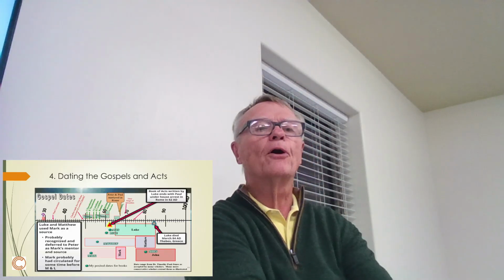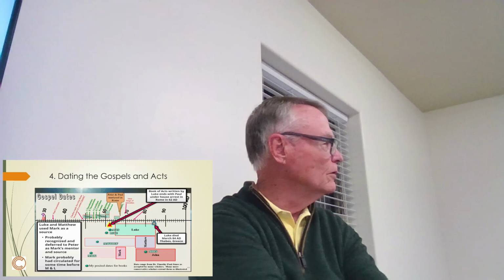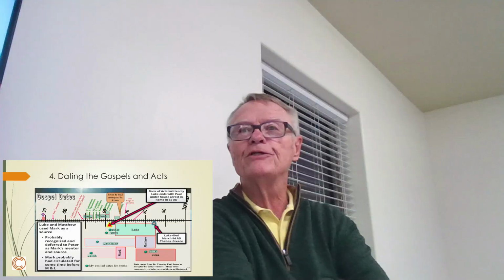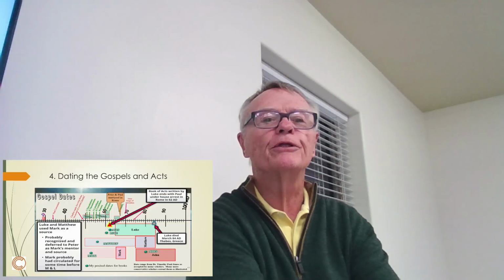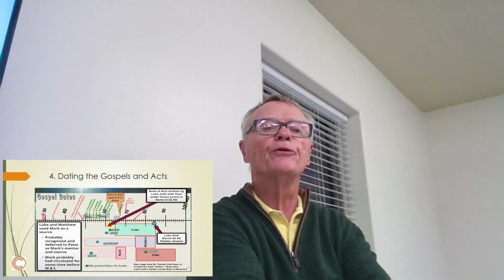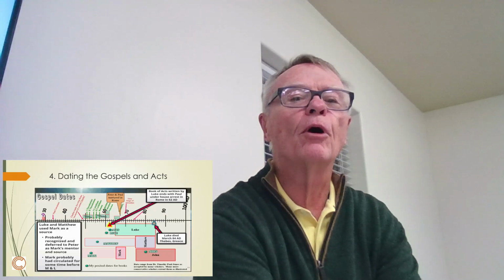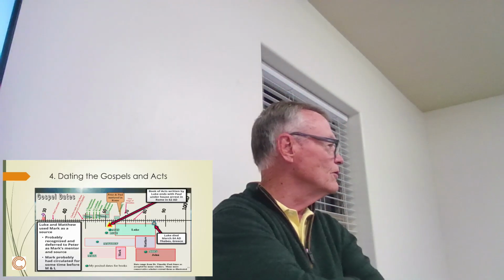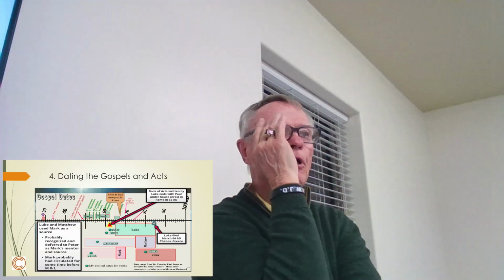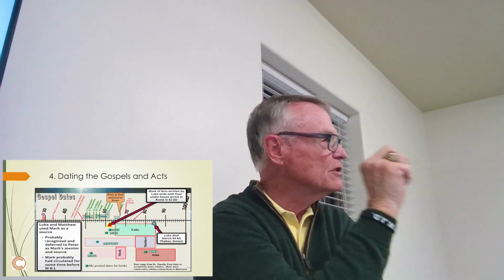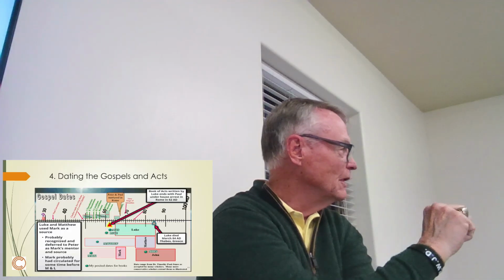This is a timeline starting at 30, so we'll call it around the crucifixion, resurrection, and going all the way to the year 100. So it's a 70-year period of time on the timeline. You see the little green dots down below the timeline? One of them says Mark, one of them says Matthew, one of them says Luke, and one of them says John. You see those? That's what I would call most Orthodox belief for the time that these were written.